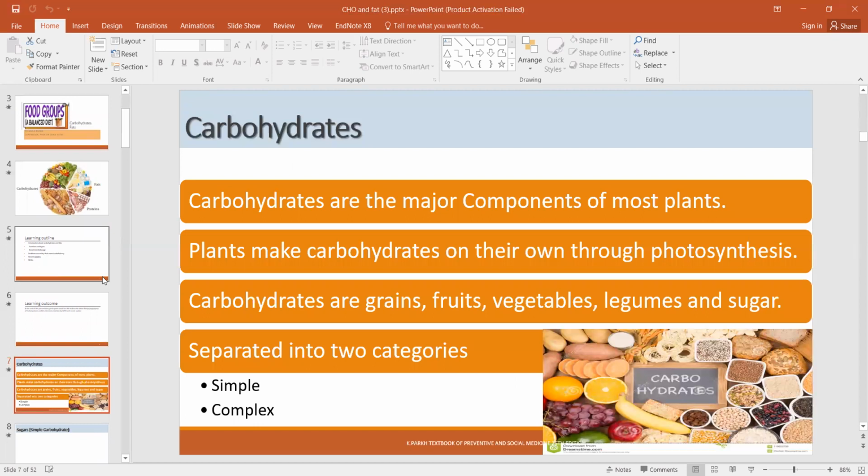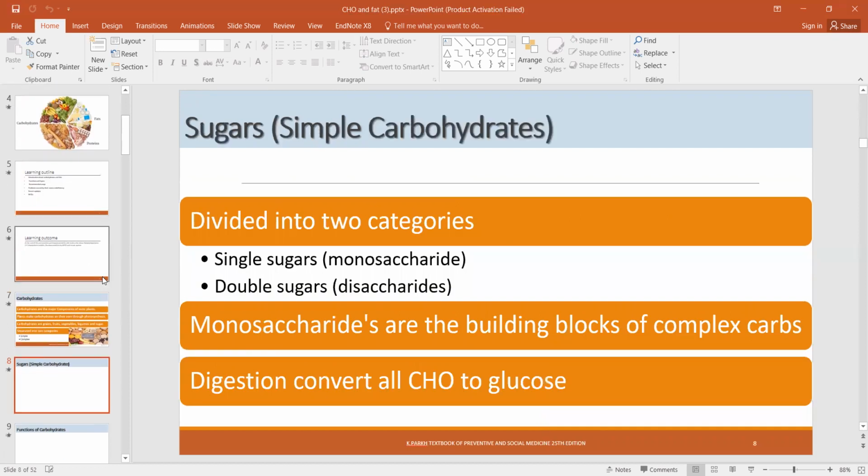Carbohydrates are the major component of most plants. Plants make carbohydrate on their own through photosynthesis. Carbohydrates are grains, fruit, vegetables, legumes, and sugar. They are classified into two categories, simple and complex carbohydrates. Simple carbohydrates are then divided into single sugar and double sugar: monosaccharide, disaccharide, and polysaccharide. Monosaccharides are the building blocks of complex carbs, and digestion converts all carbohydrates to glucose.